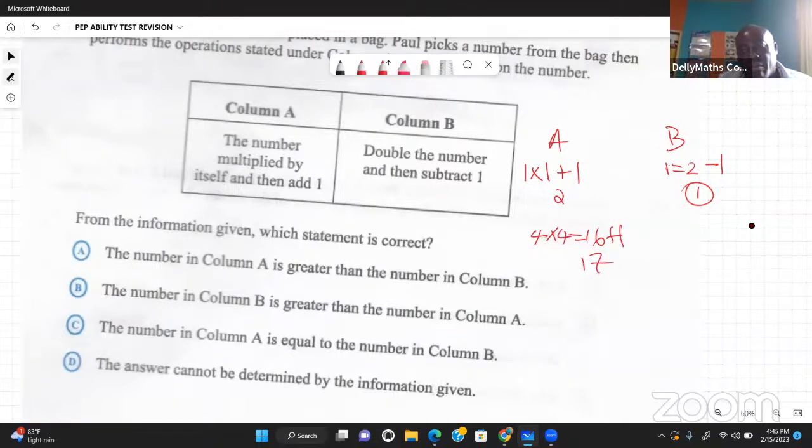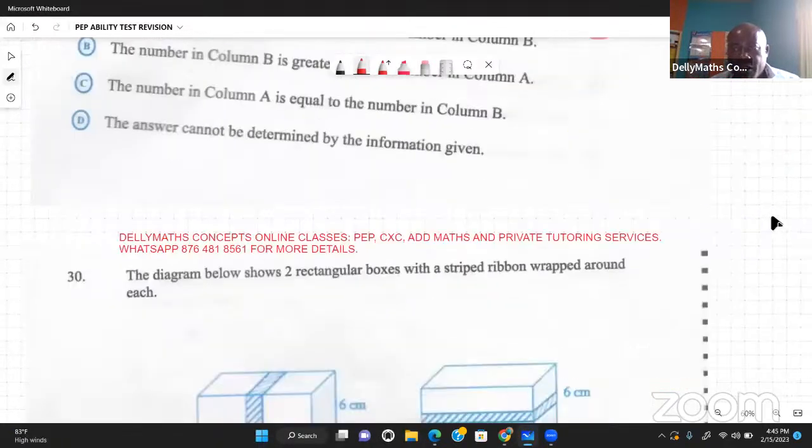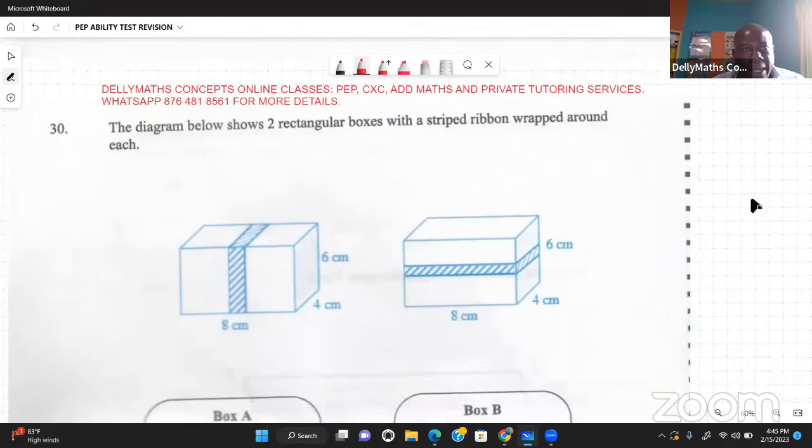But over the next column, if 4 is doubled, I'll get 8, and then I take 1, I get 7. So you can see all the way that column A will be producing a bigger result each time, right? So you want to look for something where column A is actually bigger. Column A is bigger, so let us look for that. The number in column A is greater than the number in column B. I'll take the first response there for that one. You're seeing that column A is producing a bigger result. Right, not bad.